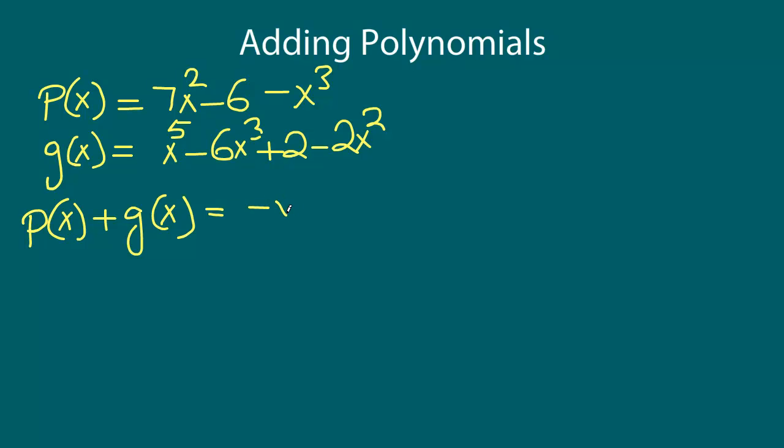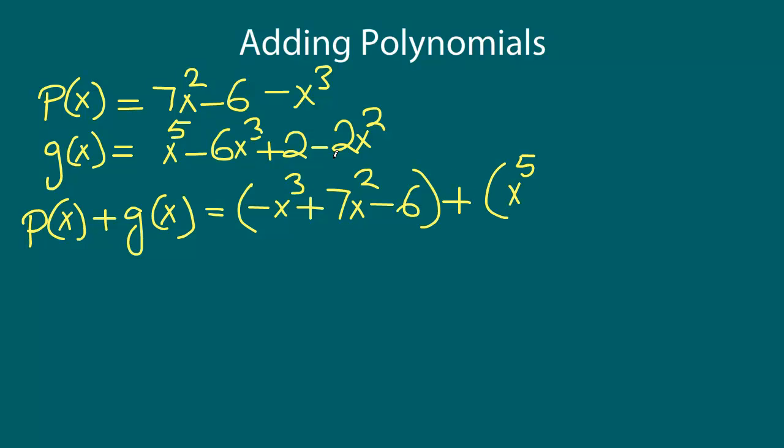So for the first one, it will be minus x cubed plus 7x squared minus 6. This is p(x). Plus, we have x raised to the power 5. This is the first term. Minus 6x cubed. Actually, I should write this as x cubed. Then we have minus 2x squared and plus 2.